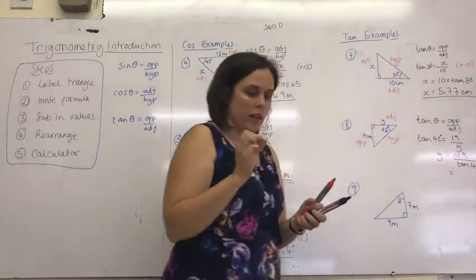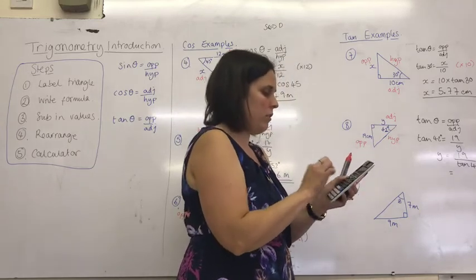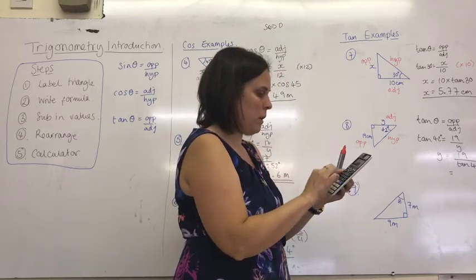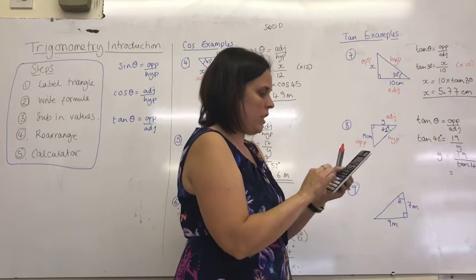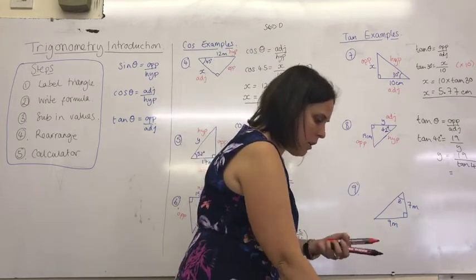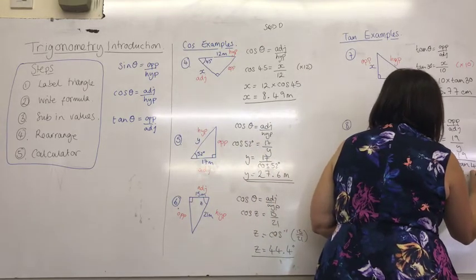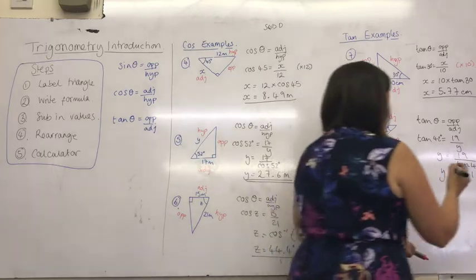And then we go to our calculator. So once we've done step 4, which is the rearrange, we can just go straight to our calculator, use your fraction bar button, make sure you've got the D on your screen, and we get this time 21.1 centimetres.